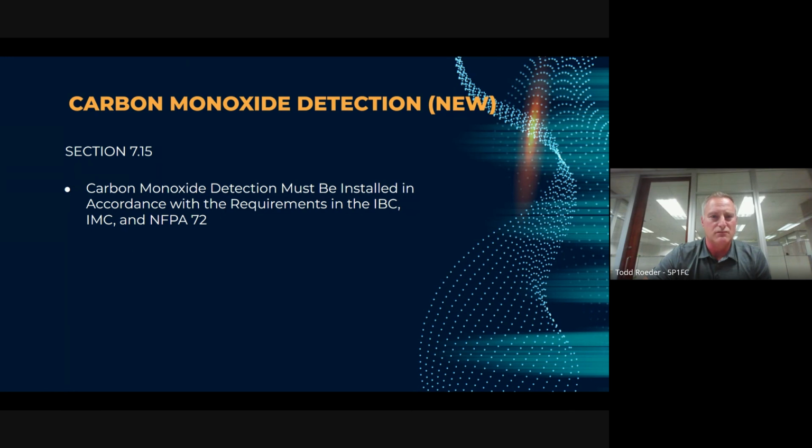And this one is rather minor in nature. This is just another correlation for carbon monoxide detection. It's a new section. The reference is made here that CO detection must be installed in accordance with the requirements within the IBC, IMC, and NFPA 72. Again, this is just a correlation to new design and installation standards.